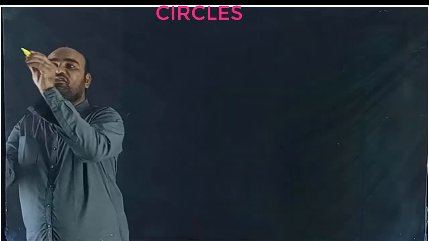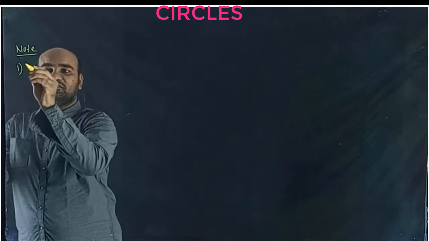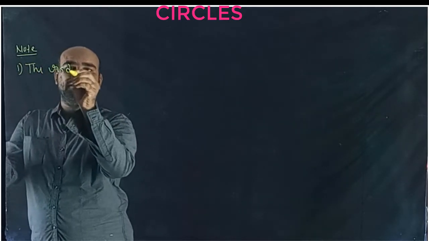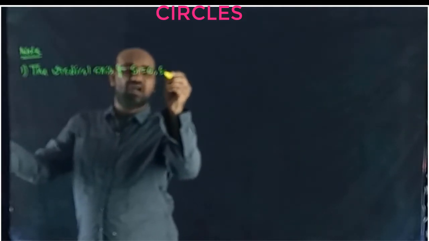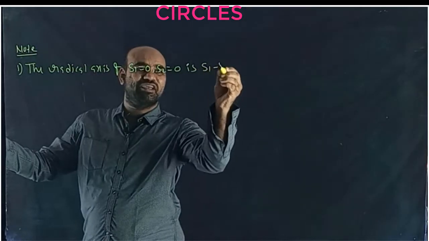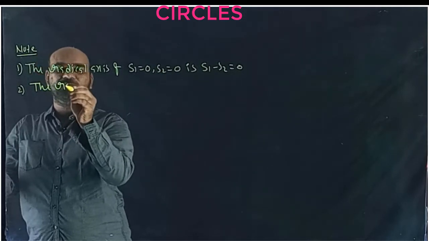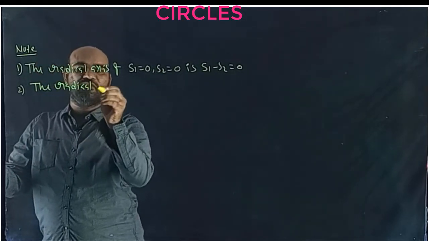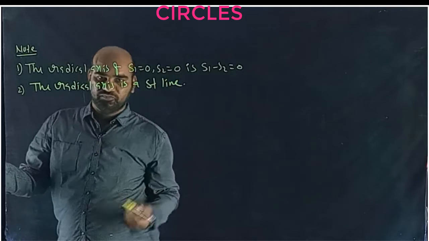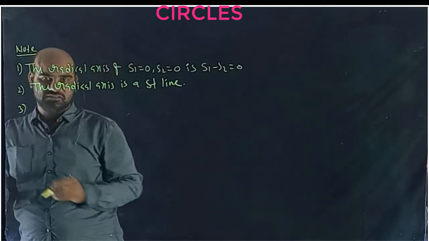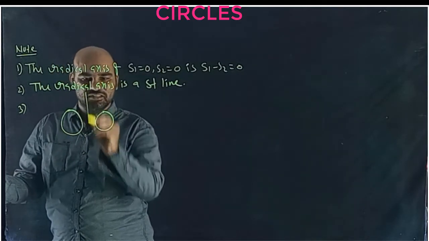So I want to write these one by one. Note: the first one, the radical axis of S1 equal to 0, S2 equal to 0 is S1 minus S2 equal to 0. This is important. The second one, the radical axis is a straight line. Third one, diagrammatically, if two circles do not touch each other, this is the radical axis.